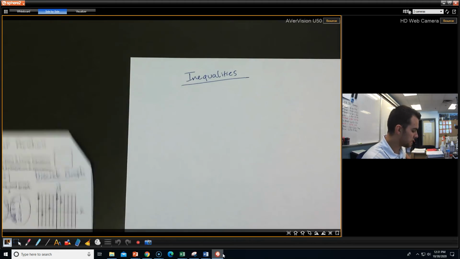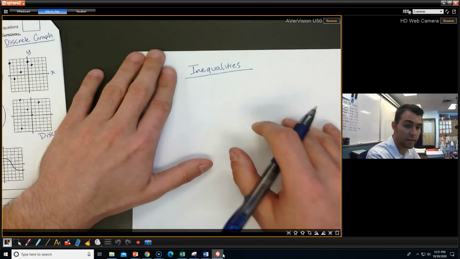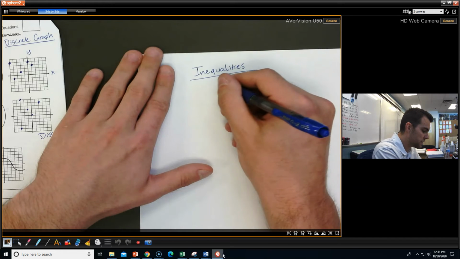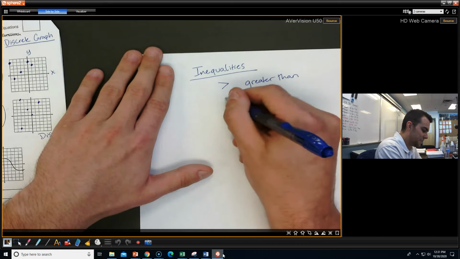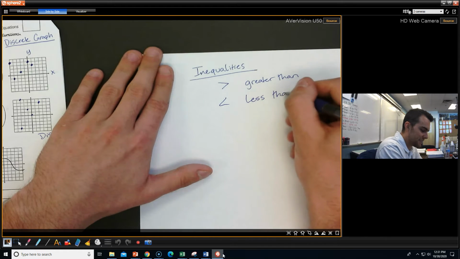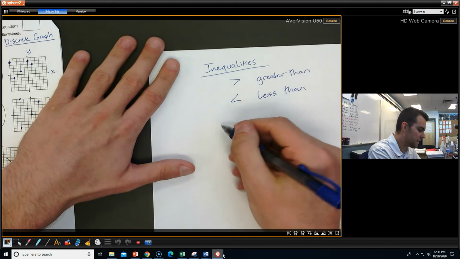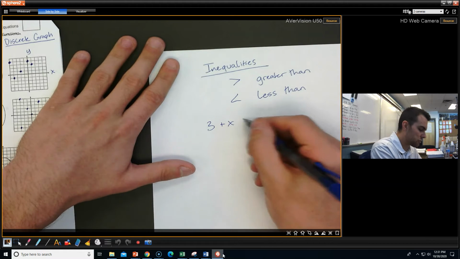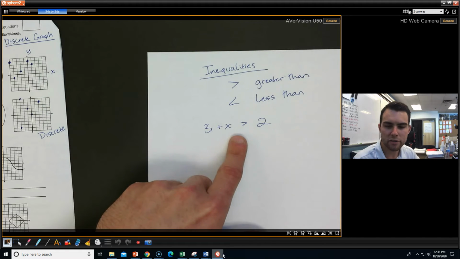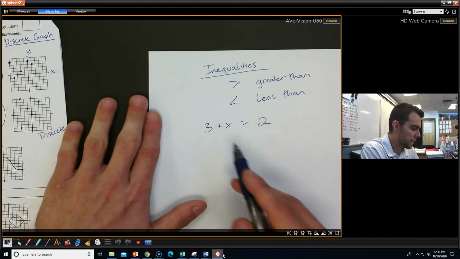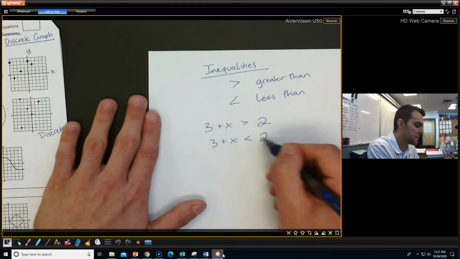And you can write this somewhere on your page. You can write this somewhere on the side, but I just want to list it out right now and get an idea of what an inequality is. So inequalities: this is greater than, this is less than, and those are inequality signs. They work similar to equal signs, right? You could have something like 3 plus x is greater than 2. We're not going to worry about this too much, but just to show you how it's read, 3 plus x is greater than 2. 3 plus x is less than 2.